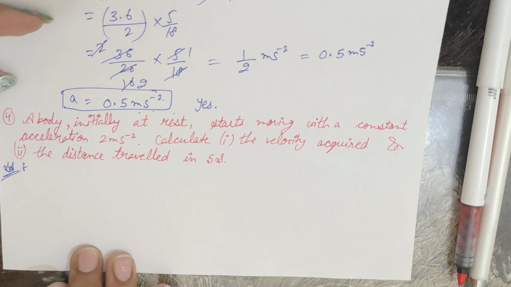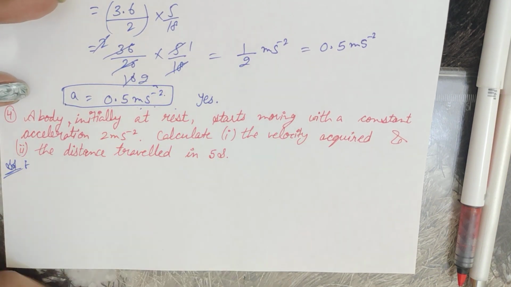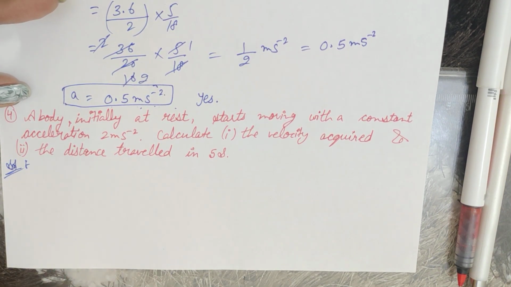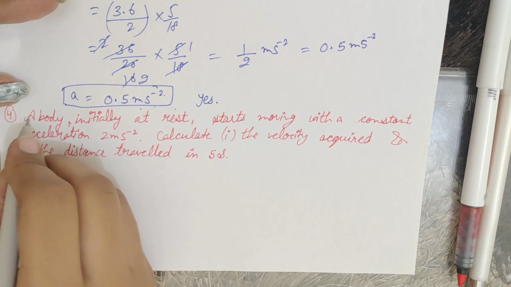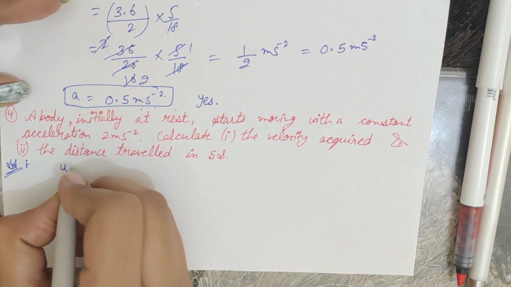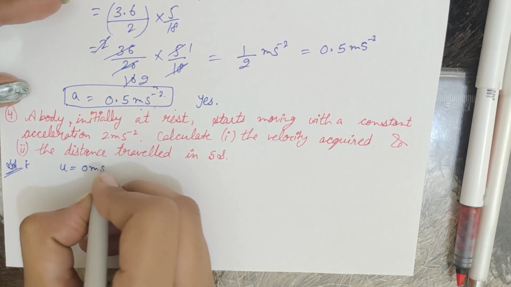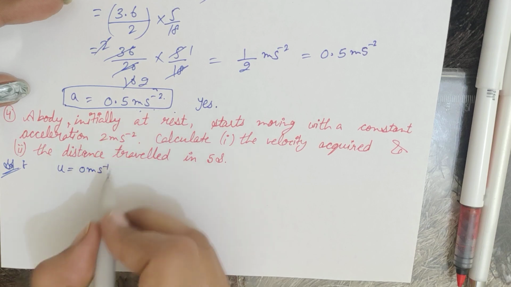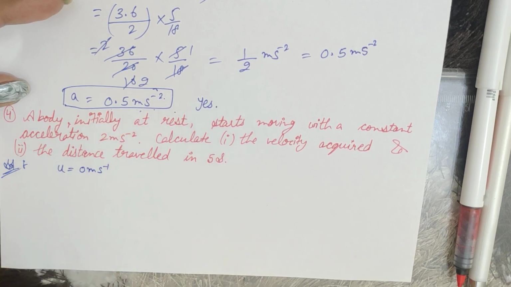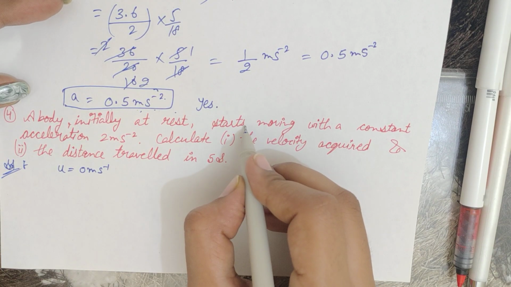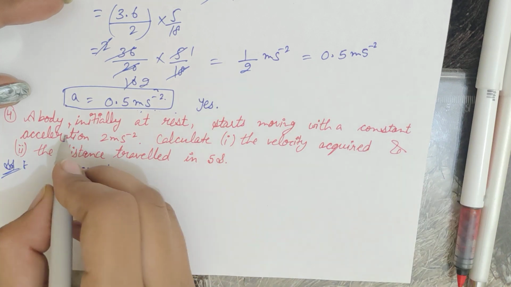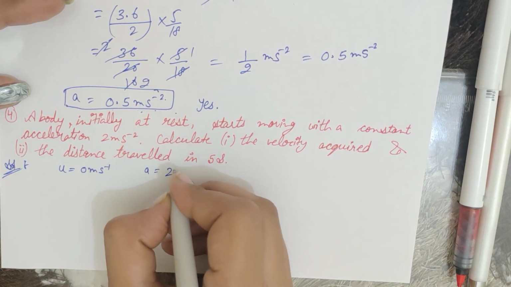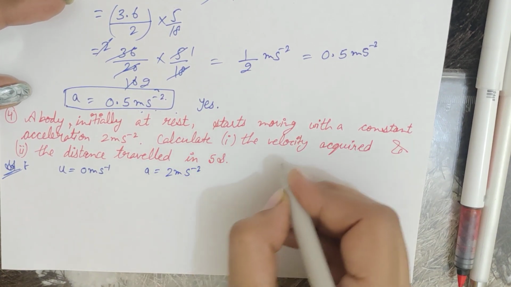Next is a body initially at rest. Now we are writing the things which are given to us side by side. A body is initially at rest means the initial velocity is 0 meter per second, because it is the velocity, so it means per second we are taking, not per second square. It starts moving with a constant acceleration. Acceleration is given as 2 meter per second square.